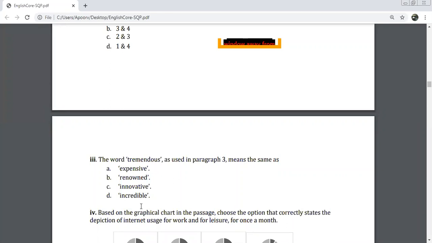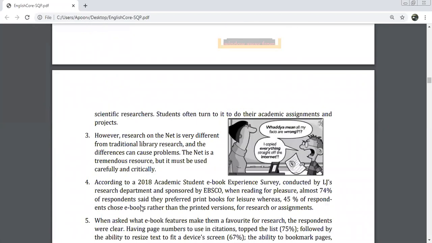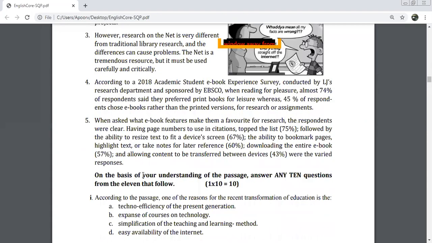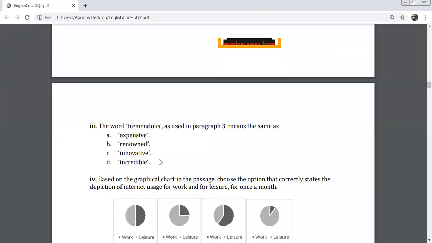You want me to show the passage again? Yes, ma'am. You want to see paragraph 3 again? Let me show you. This is the third paragraph. However, research on the net is very different from traditional library research, and the differences can cause problems. The net is a tremendous resource, but it must be used carefully and critically. Tremendous resource. What does the word tremendous over here mean? You need to select the options. Is it expensive, renowned, innovative, incredible?